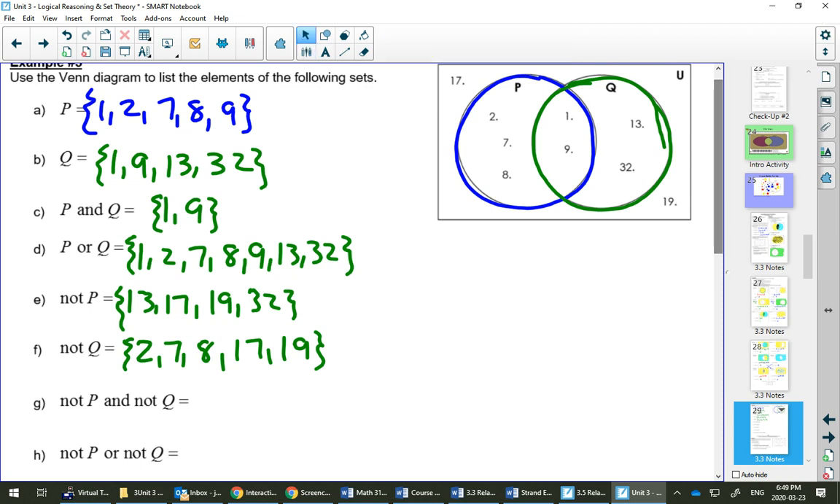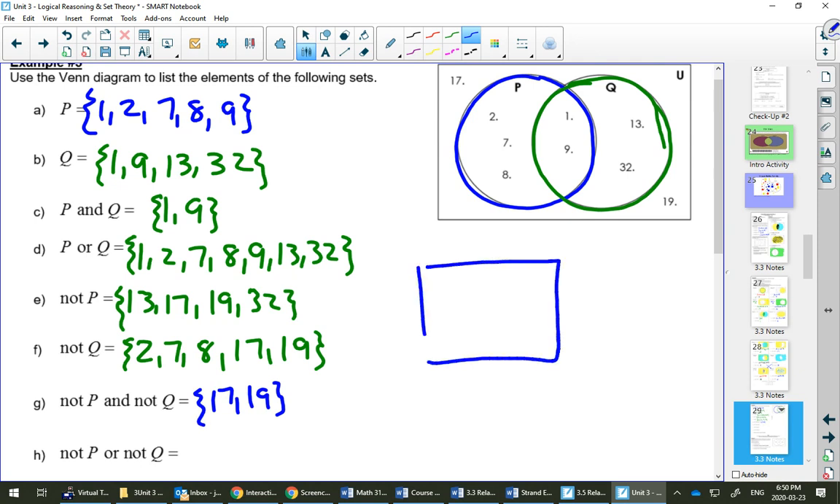Now the last few can sometimes get a little bit tricky. If it's helpful, you can always draw a diagram and shade. It says not P and not Q, so it has to be not in P and not in Q. That's going to be 17 and 19. Again, if that's tricky, you could draw yourself a separate diagram. There's P and there's Q.